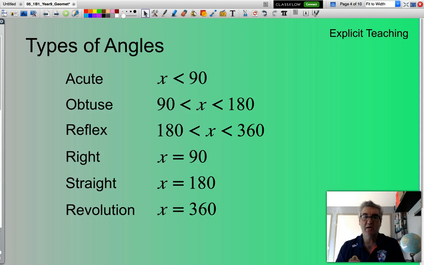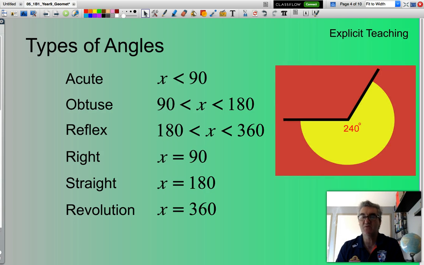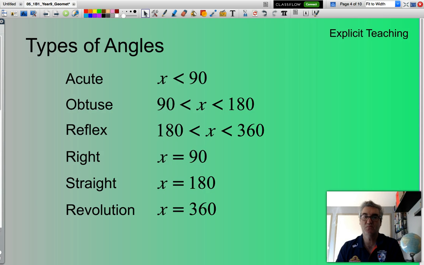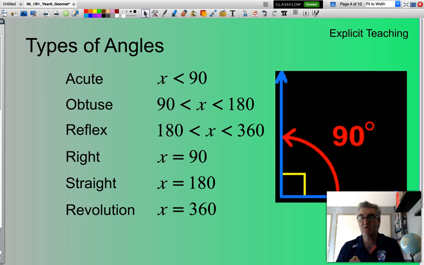If my angle is greater than 180 and less than 360 degrees, such as this one going around here, 240 degrees, then it is called a reflex angle. A right angle is exactly 90 degrees. So there is an example of a right angle. Now, we put this little symbol here, this half box, to represent 90 degrees.